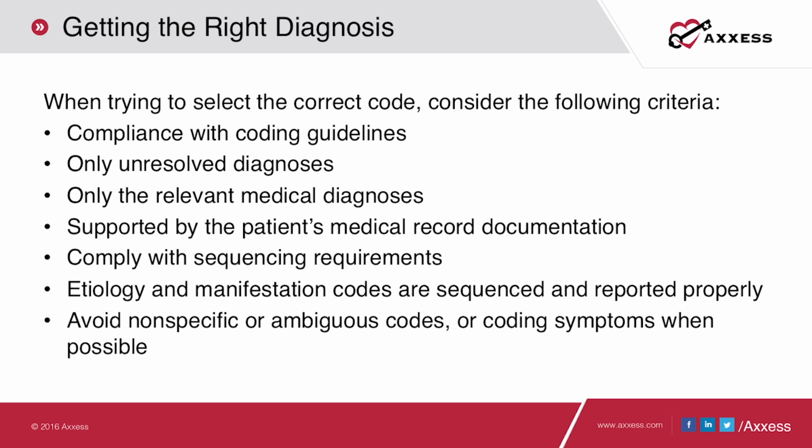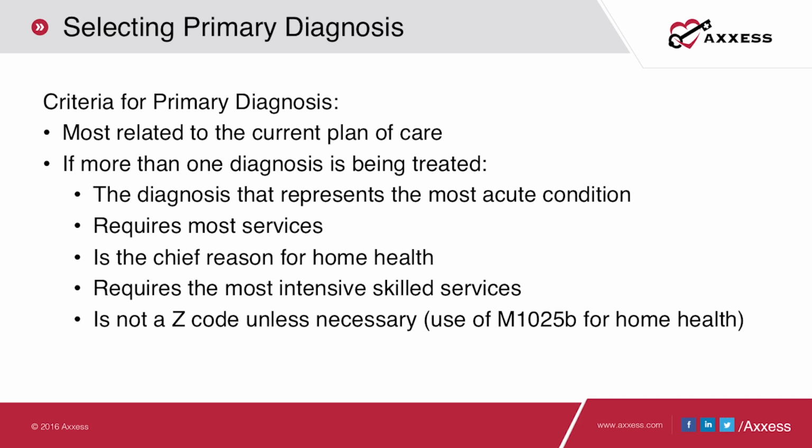Number 1, it should be related to the current plan of care. And if more than one diagnosis is being treated, we need to look at the diagnosis that represents the most acute condition, which requires the most services, and is the chief reason for home health and requires the most intensive skilled services. Those are the criteria for the primary diagnosis. What's the main reason we're there?